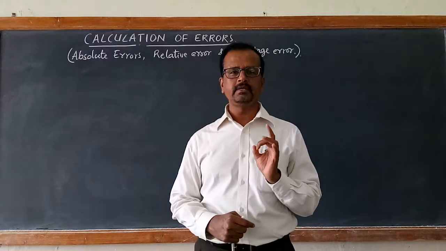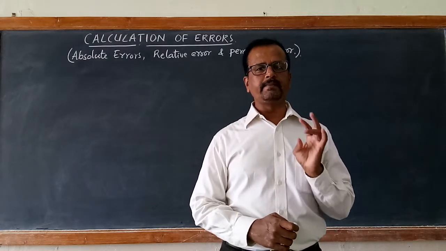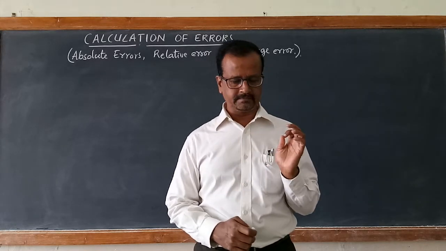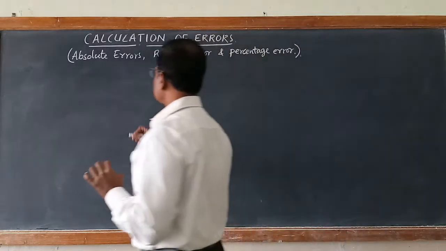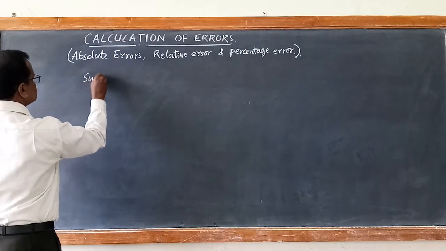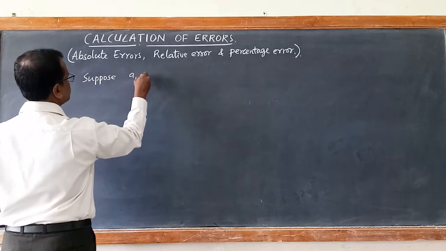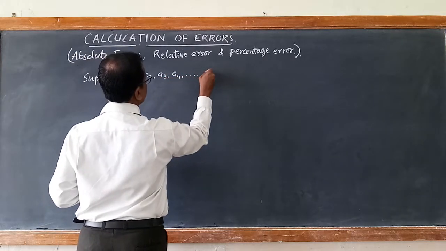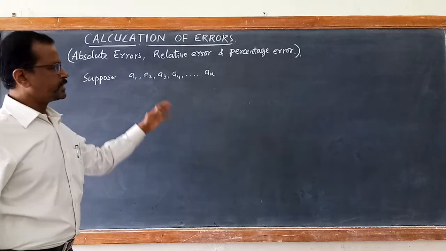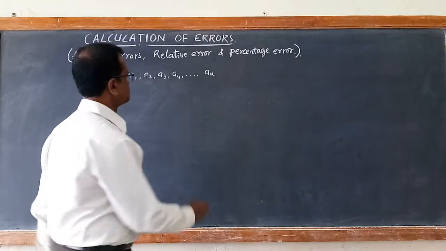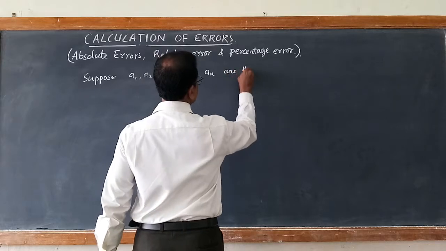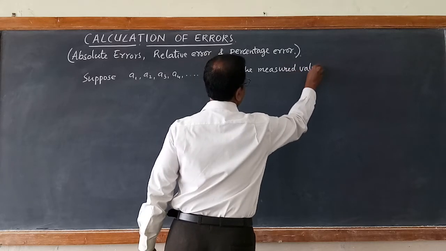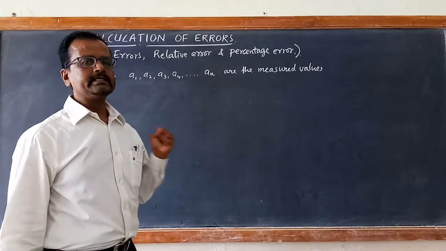To understand the meaning of absolute errors, let us suppose that in a particular measurement the observations are A1, A2, A3, A4 and A5 and so on. An means we have taken suppose n number of observations, which are the measured values of a particular physical quantity in general.